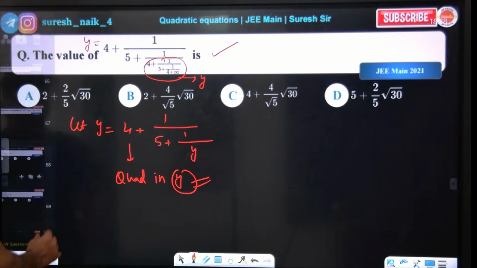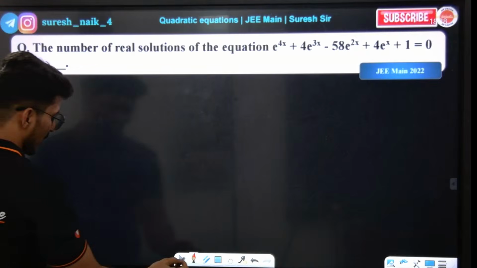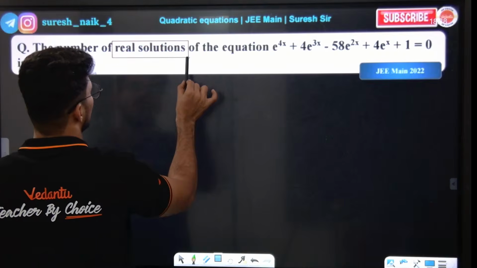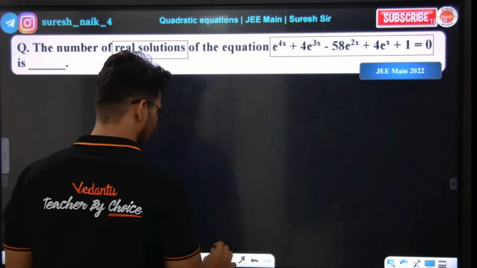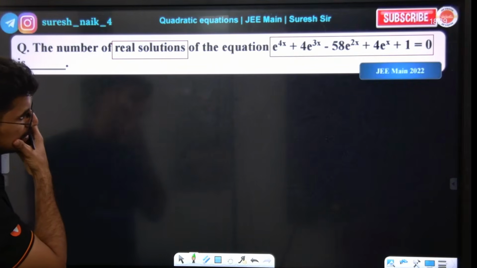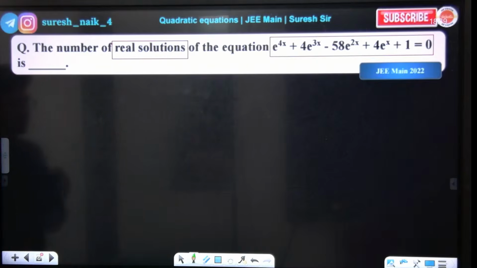Right. Okay, sir. Next, you need to do that. Sir, number of real solutions. In the question, number of real solutions of this equation. Guys, in the questions, you divide with e power of x on both sides. Take e power of x as t and do it. Can you do that? Are you getting the point?